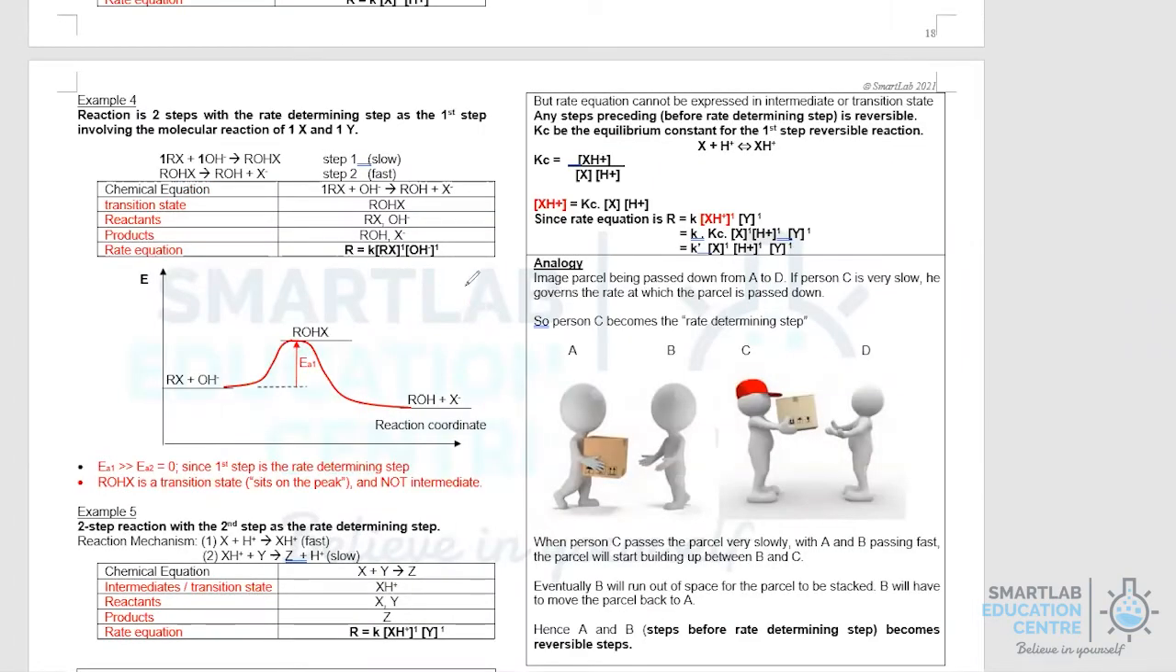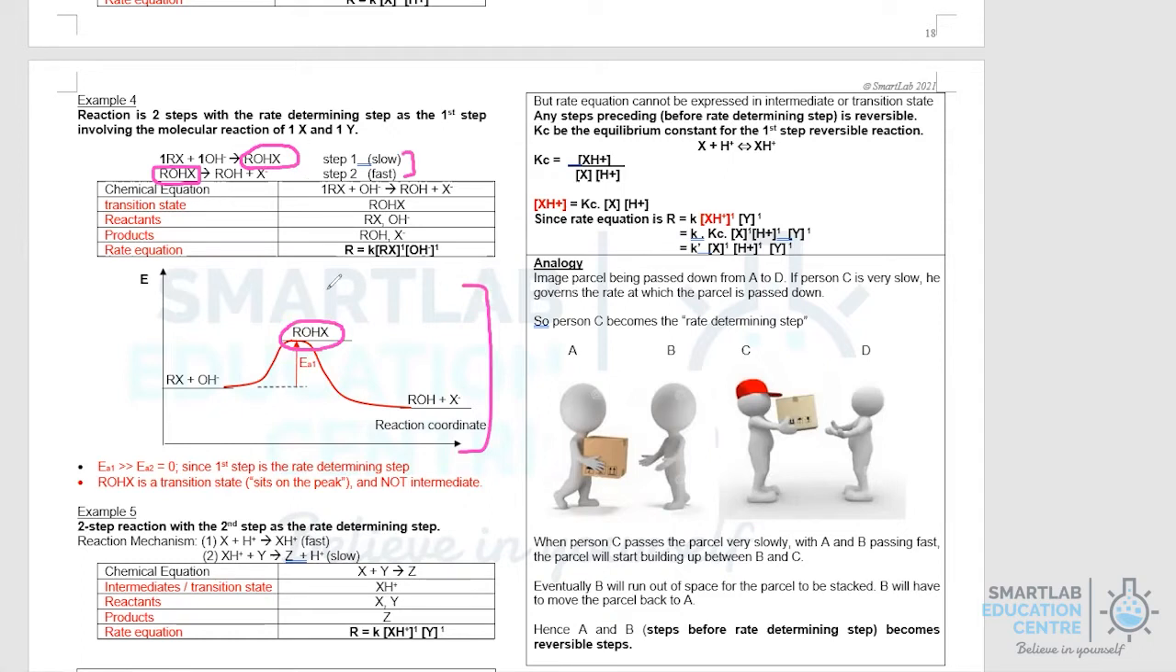Let's take a look at another energy profile diagram. In this example that we have, we know that ROHX is a transition state. It's not an intermediate. So in this case, if you look at the reaction mechanism, again, in the same vein, you see that ROHX is actually being produced in one of the steps, and subsequently ROHX is being converted to a product. So ROHX is not a product at the end of the reaction mechanism.